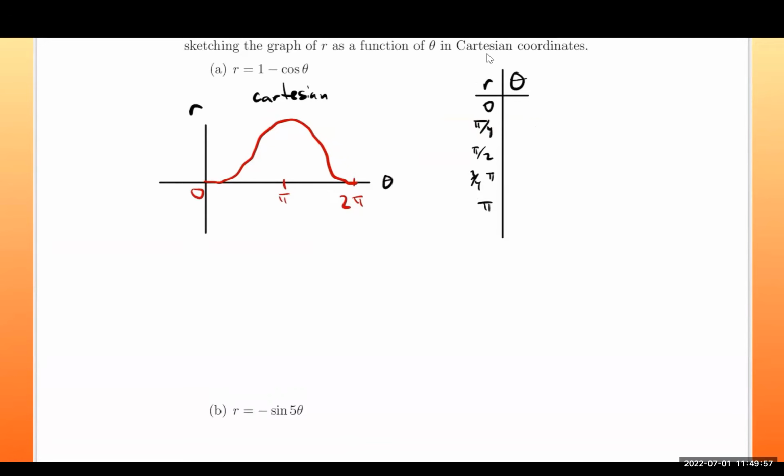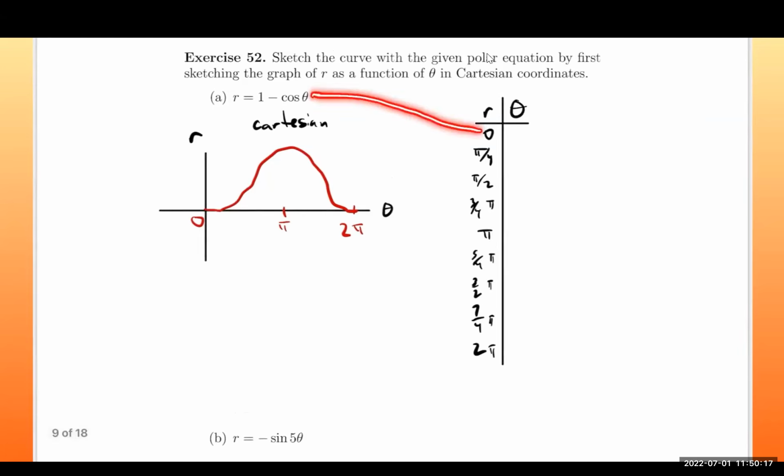Oh, actually, I didn't mean to do 3/2 there, sorry about that. It's 3 pi over 4, then pi, then 5 pi over 4, then 3 pi over 2, then 7 pi over 4, and then 2 pi. So I'm going through all the angles on the unit circle. Now, sorry, I got these backwards. This is theta. This is r. If I plug this into theta, I'm going to get the following values.